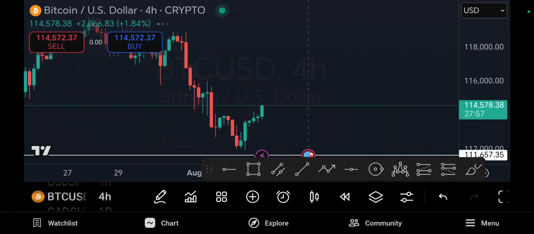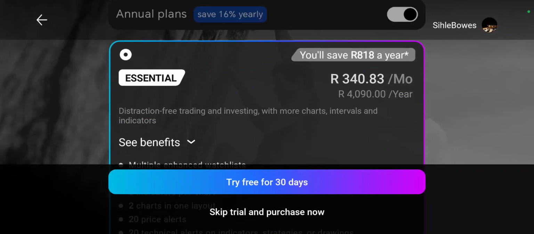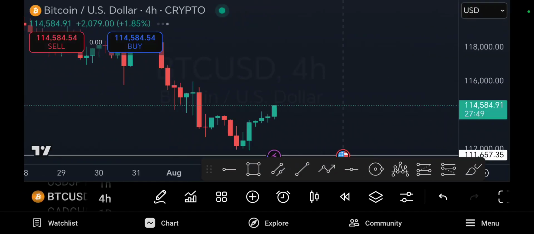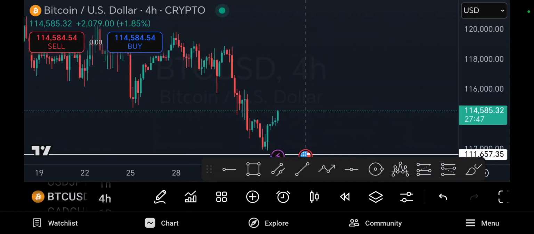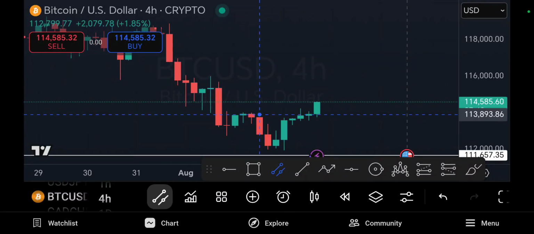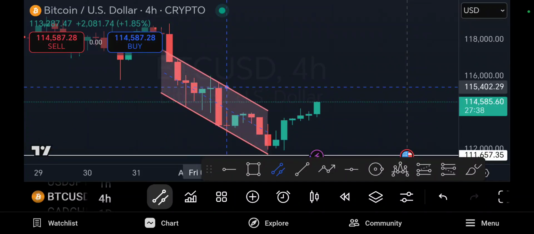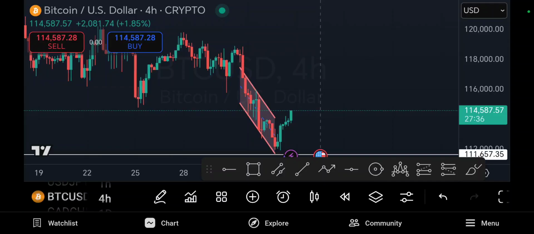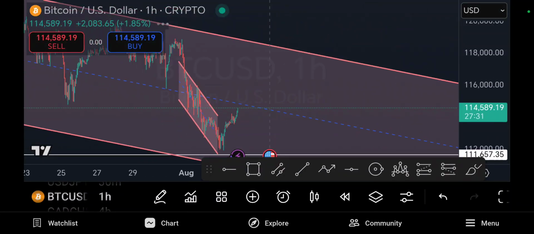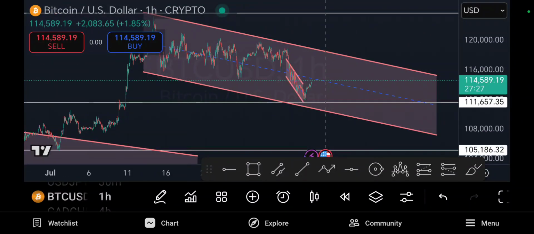See, as you can see, what did I say? It's also visible on the 4 hour. What did I say? If it's from the upside, consolidates to the downside, push. Expect the push to the upside. Expect the push to the upside. I'm right. Expect the push to the upside.